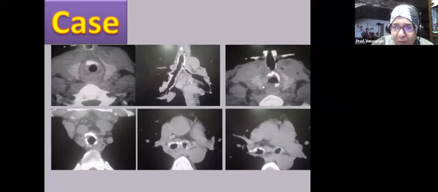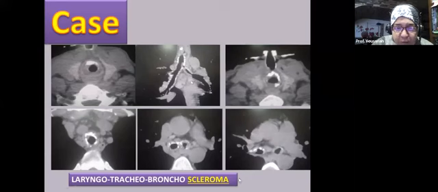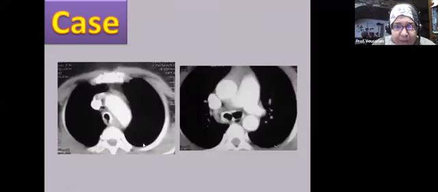In the axial image, we see a tracheostomy tube, okay? And we see circumferential non-uniform thickening around the trachea. And again, going downwards, there is non-uniform thickening of the wall, there is narrowing of the lumen, and there is irregular calcification. This was a case of laryngotracheobronchoscleroma. Again, this is not a common finding, it's a granuloma, okay, but this is how it presents itself.